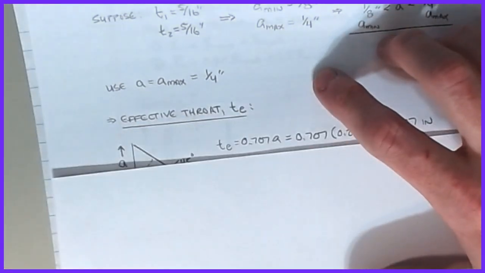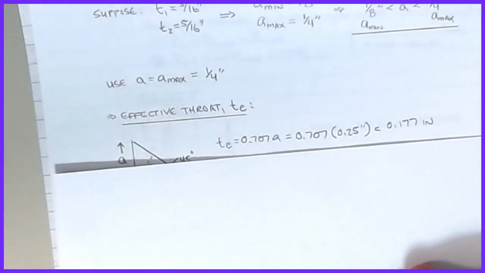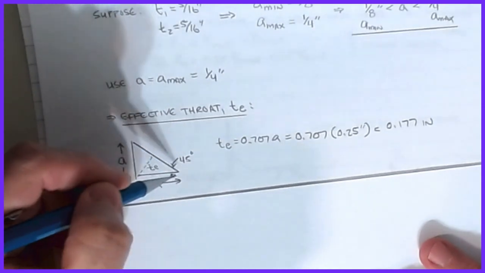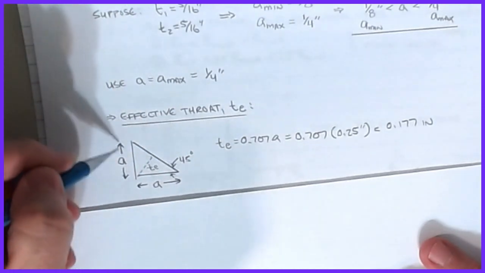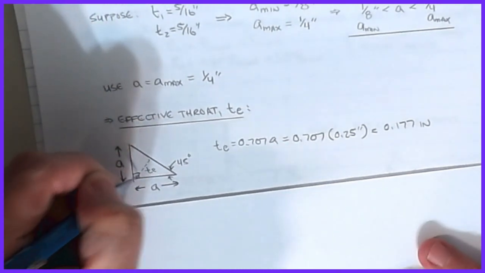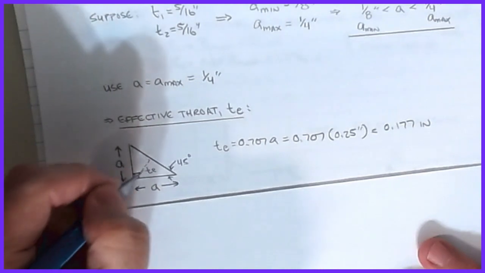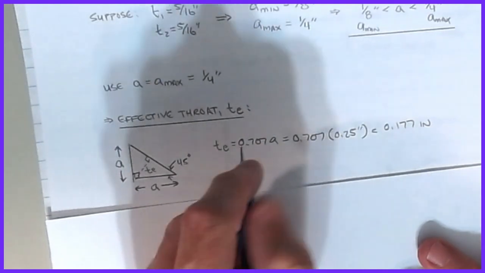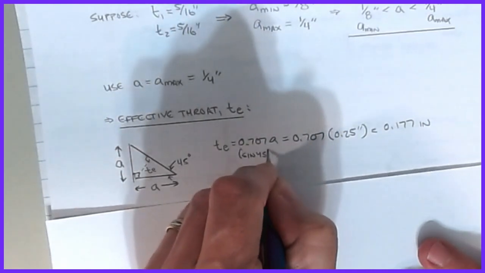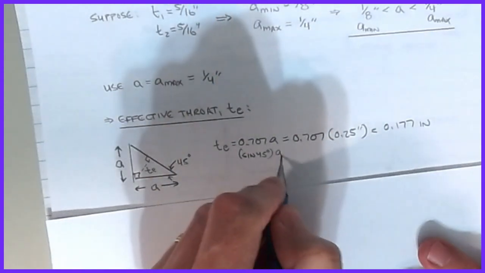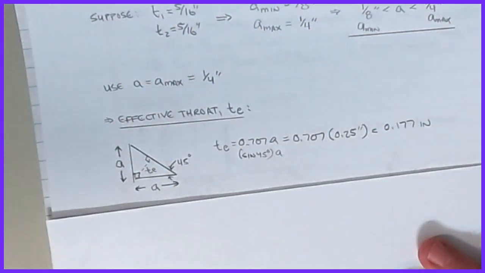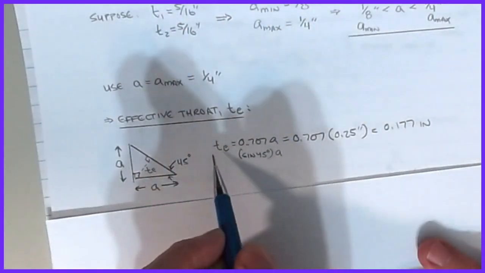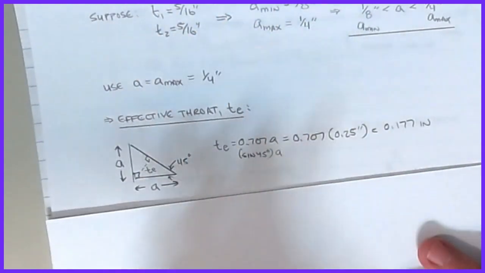Okay, so the next step is to figure out what the effective throat is, this T_E characteristic that we talked about. Remember that for a fillet weld, we assume a triangle at 45 degrees. The dimension A that we just found is the side of the triangle, and this is 90 degrees, like that. Then T_E is the diagonal that comes across that, and we said that T_E is 0.707 times A. Again, this was the sine of 45 degrees multiplied by A, and so that's where this 0.707 number comes from. And so I multiply 0.707 by the 1/4 inch, which is my A value, and my effective throat for a 1/4 inch weld is only 0.177 inches.